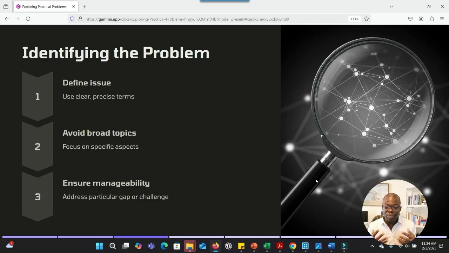And as I said, there are many ways to ask yourself some questions and then see what has been done in the literature. It can also help you to come up with a manageable one. Ensure that the problem is manageable. Some of the problems you have identified may be very difficult to do research to address. So you always have to make sure that the problem is manageable.